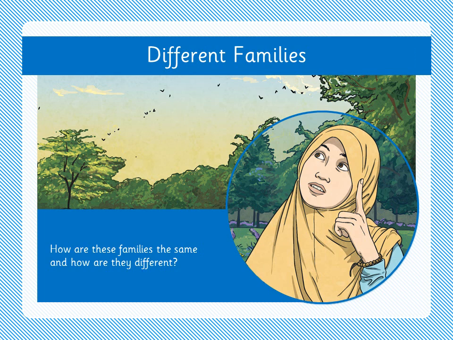David lives with his foster parents and his sister. Jackson lives with his mum. Lola lives with her mum, stepdad, and stepbrother. Families come in all shapes and sizes. The most important thing these families have in common is that they love each other.